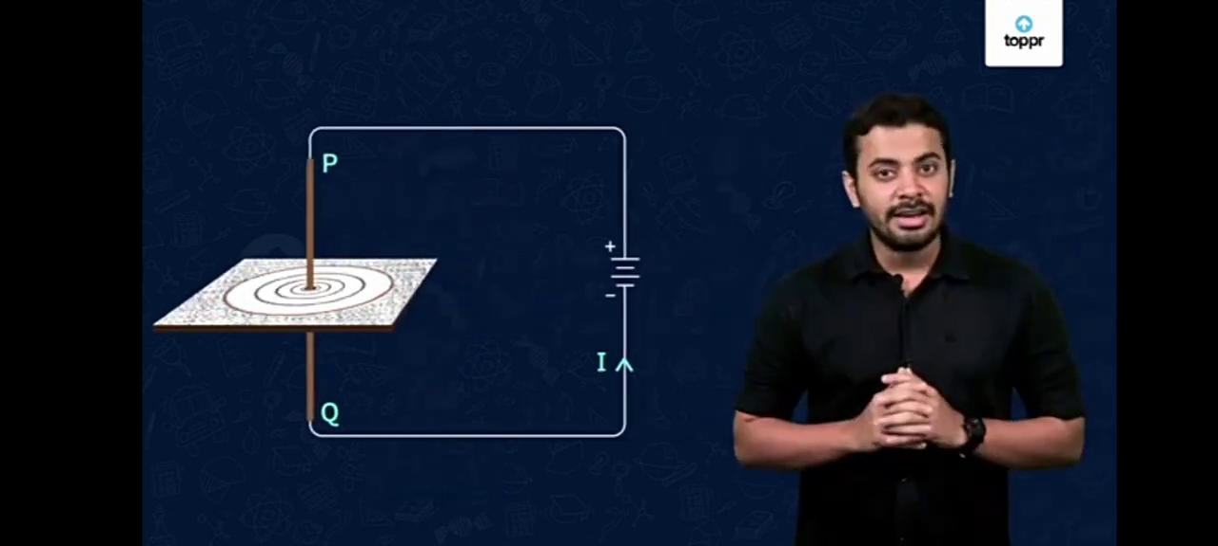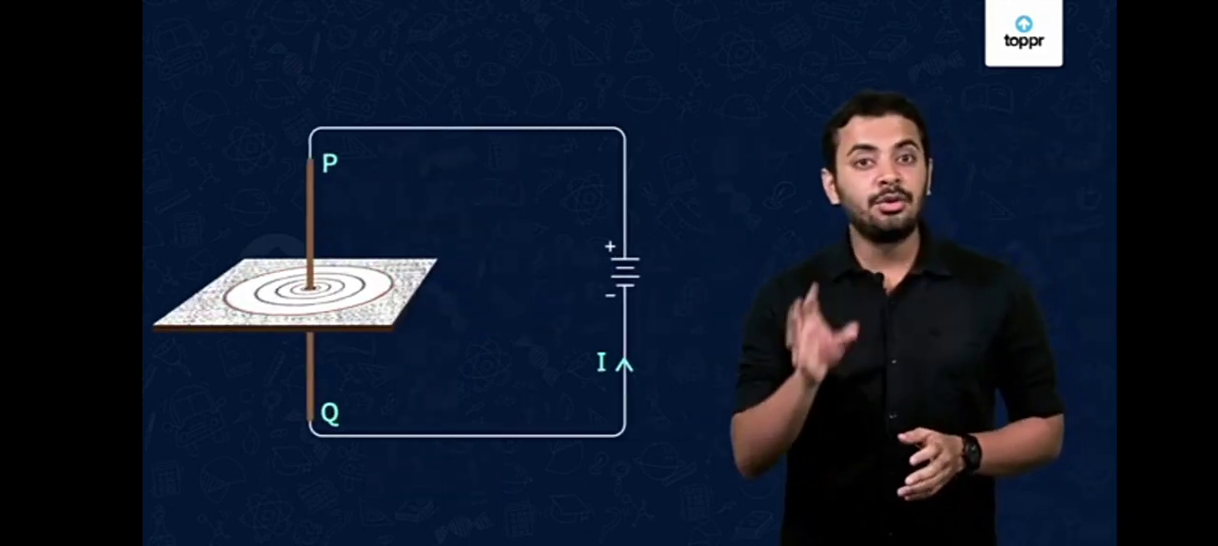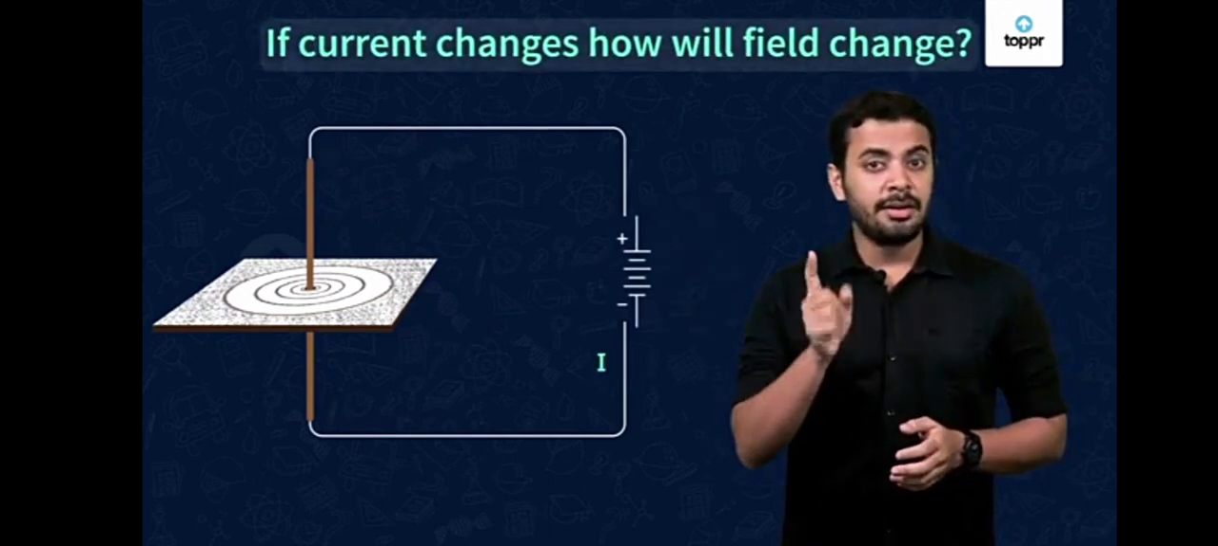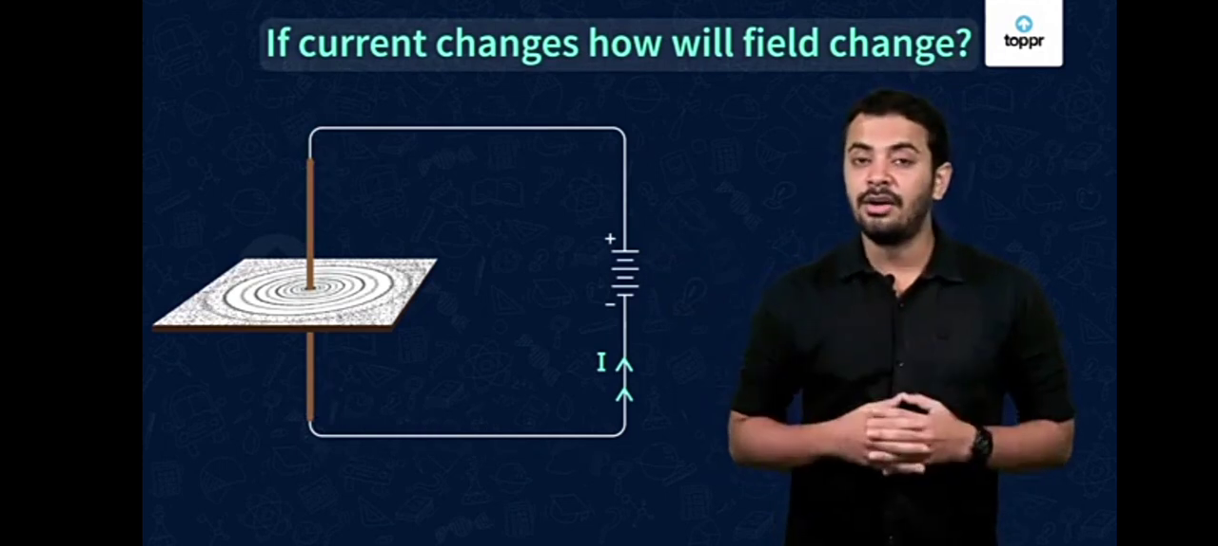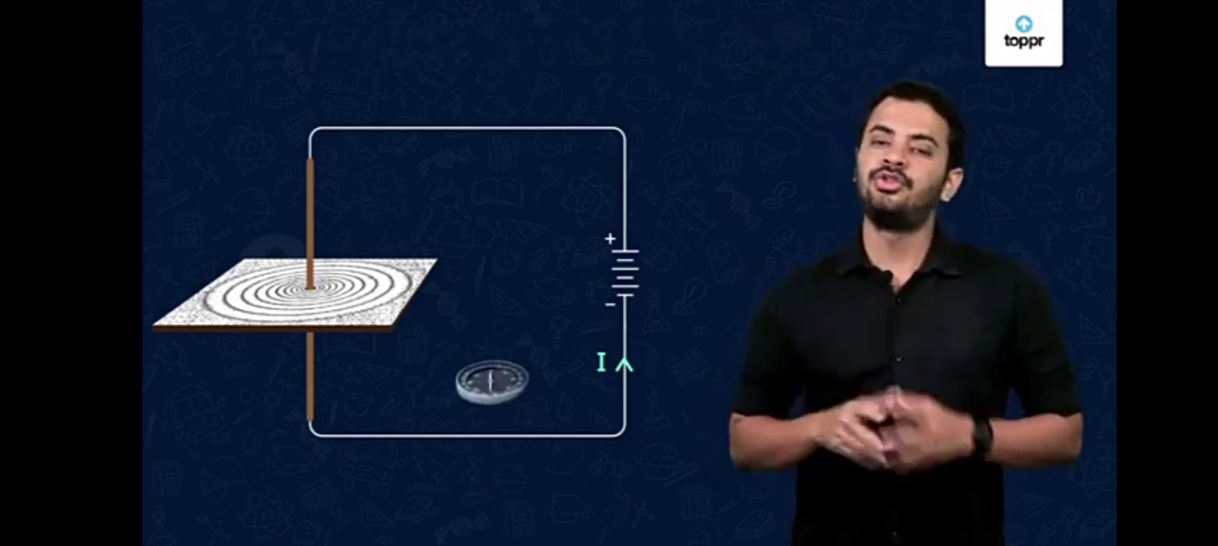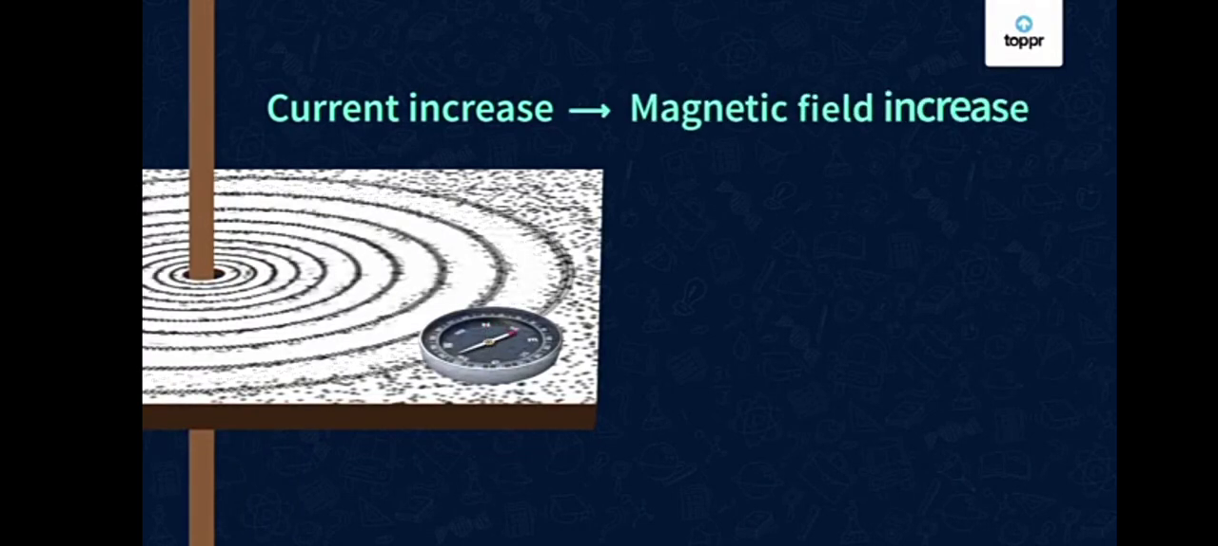Okay, now let's try changing the magnitude of current. According to you, by changing the current magnitude, what will change? The strength of the field or the direction? Yes, the strength will change. We can use a compass to find out. As we increase the strength of the field, the deflection of the needle increases. That is, the strength of the field increases with the magnitude of current.